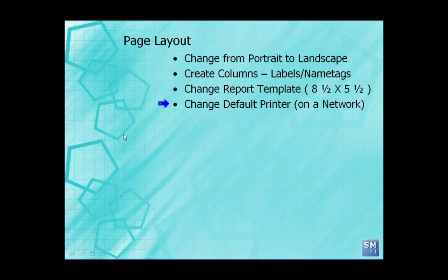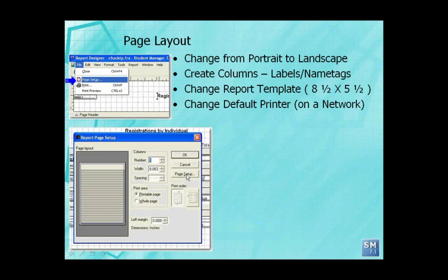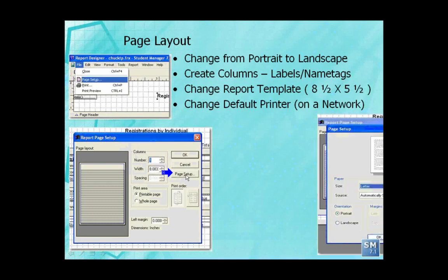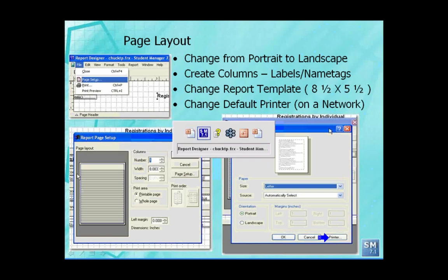Well, what exactly do you do when you do the page layout? First of all, you click on File, Print Setup. That takes you to the report page setup. Then if you click on Page Setup, it gives you the actual page setup. So again, here you can change from portrait to landscape. You can change your page size, and then if you wanted to set your printer, you can do your printer. So let's go back and look at the report.